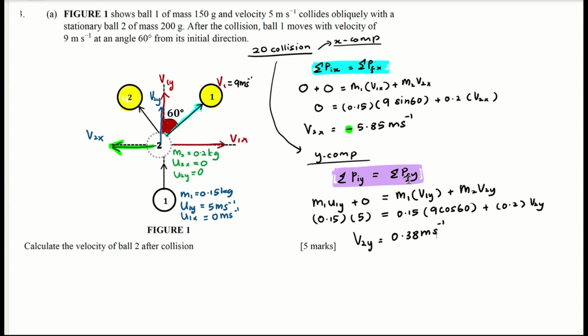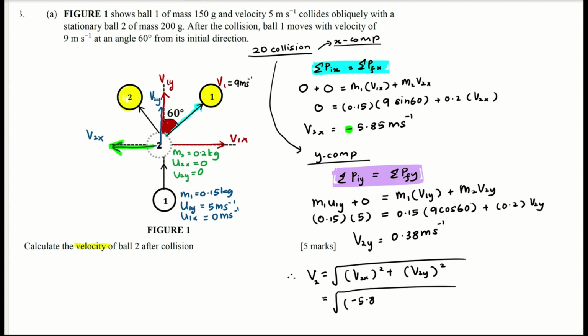Okay. And then finally soalan minta kita kira mana tadi? This one, velocity. So bila velocity awak sekalikan dengan dia punya direction lah. So V is equal to, untuk V2, square root, V2x squared plus V2y squared. So it's equal to square root, negative 5.85 squared plus 0.38 squared. So the answer is equal to 5.86 meter per second. Okay, so this is the answer. Jadi ini adalah dia punya magnitude.